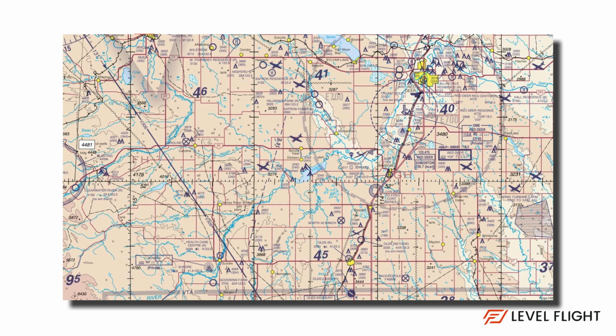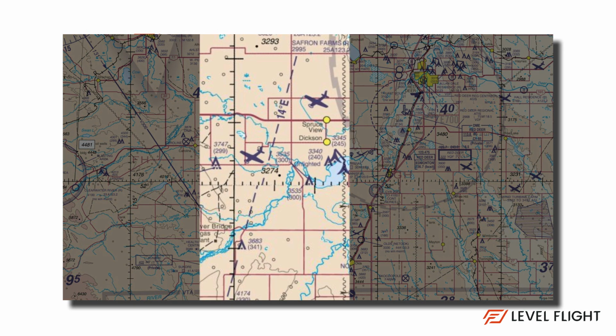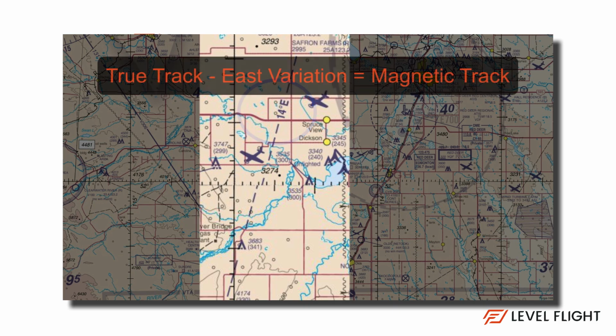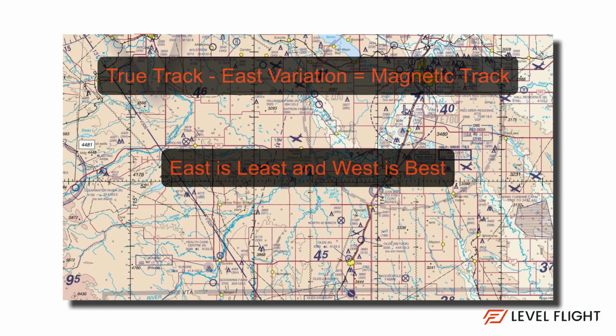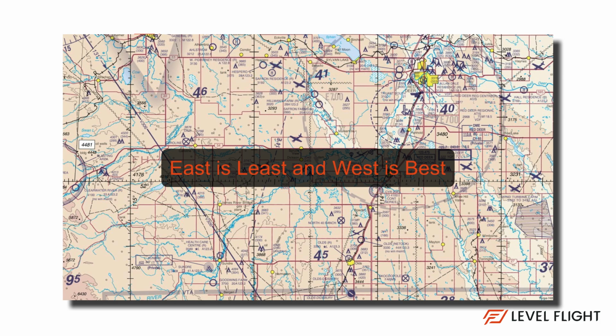On the chart, we look for the lines of variation. It will indicate either east or west with a number of degrees. To calculate magnetic track for an east variation, we subtract from the true track. East is least and west is best.